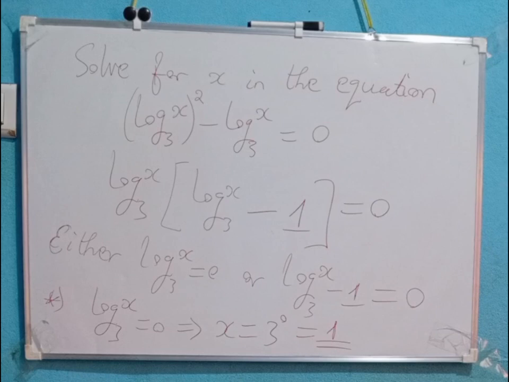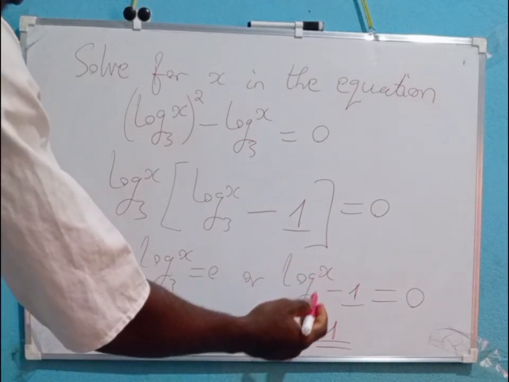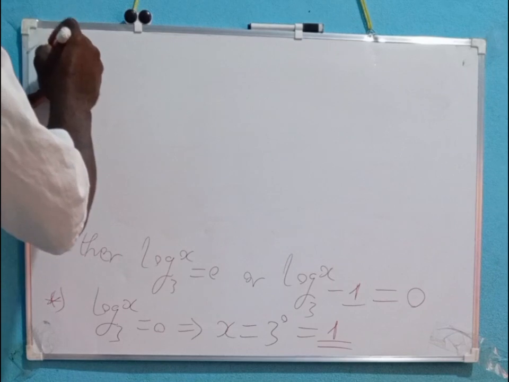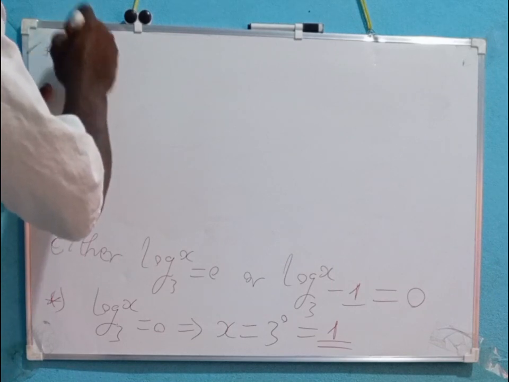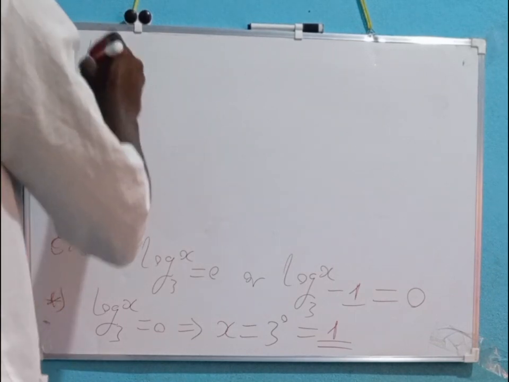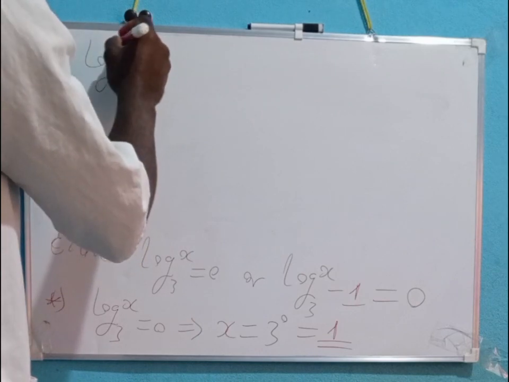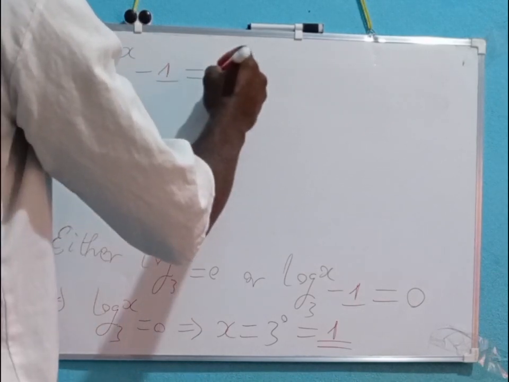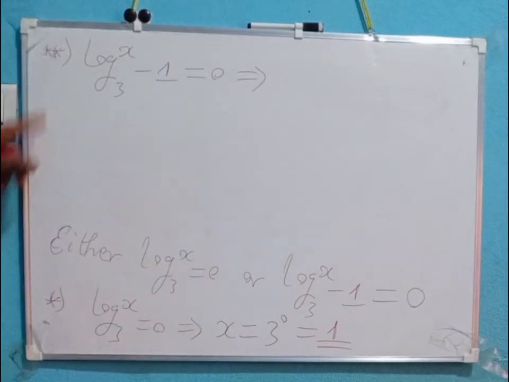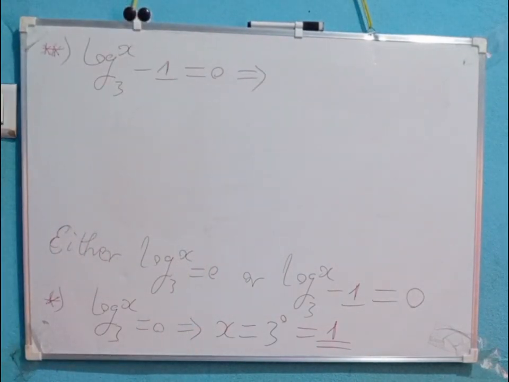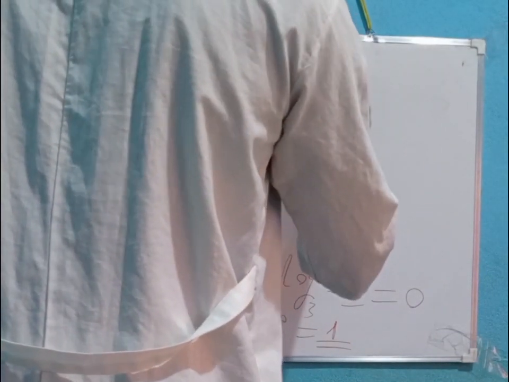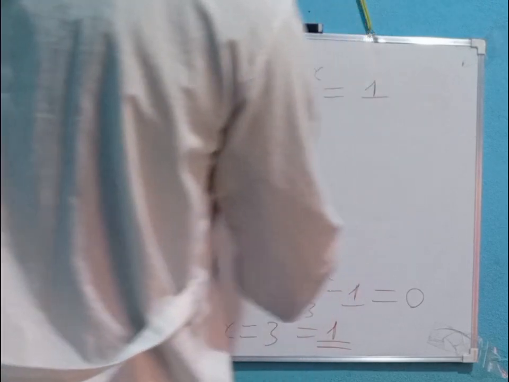We move now to the second star, log x base 3 minus 1 equal to 0. Then we are going to transfer negative 1 to the right hand side, which becomes positive. Log x base 3 will be equal to 1.